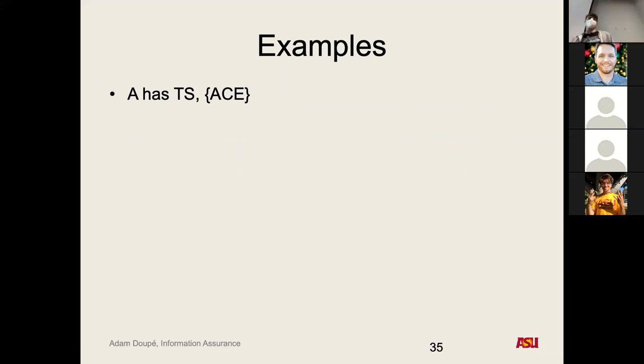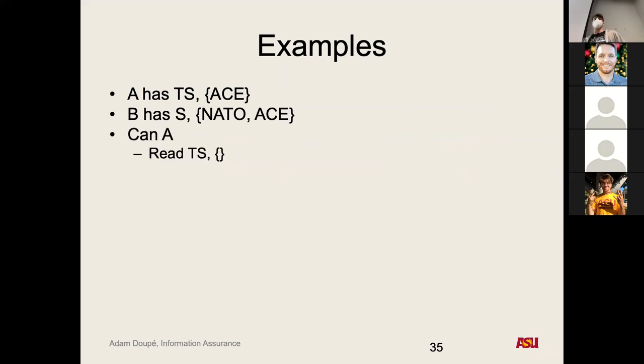So A has top secret and ACE, B has secret, NATO, ACE. Can A read a document that is top secret and empty set?